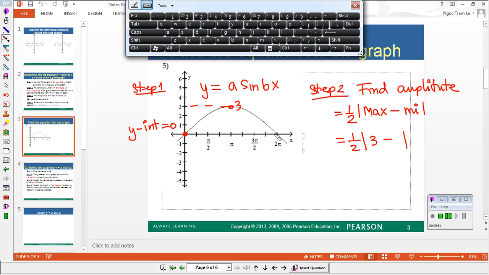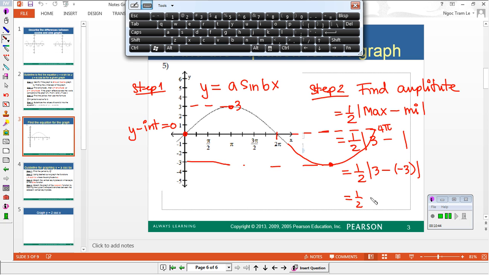So 3 minus y minimum, but I do not see a complete graph, so I do not see my y minimum. So what you are going to do is complete the graph. You want to see the entire period of the graph, so the graph will be like this, and this is half the graph, 2 pi, so at the end the graph will be 4 pi. I'm so sorry that it's kind of crowded here, you cannot see well enough. So let me rewrite it right here: 1/2 maximum minus minimum. If your maximum is 3, your minimum will be -3.